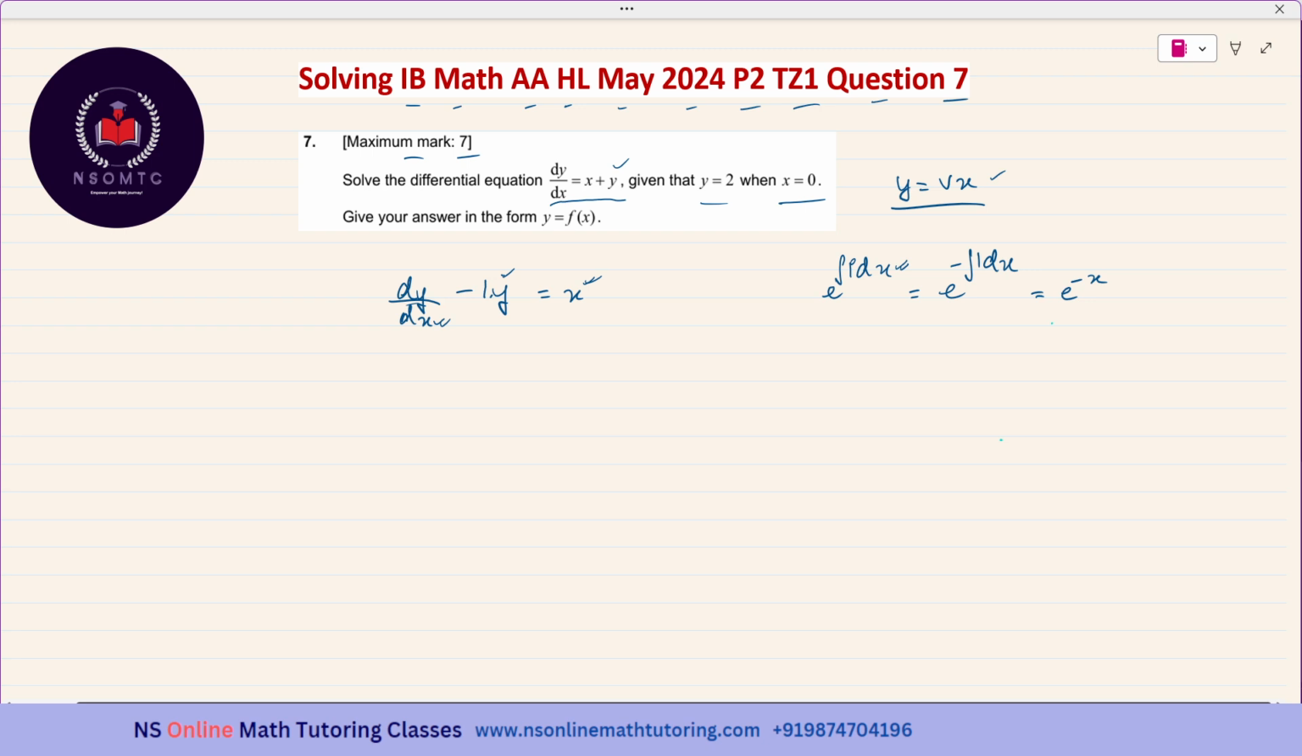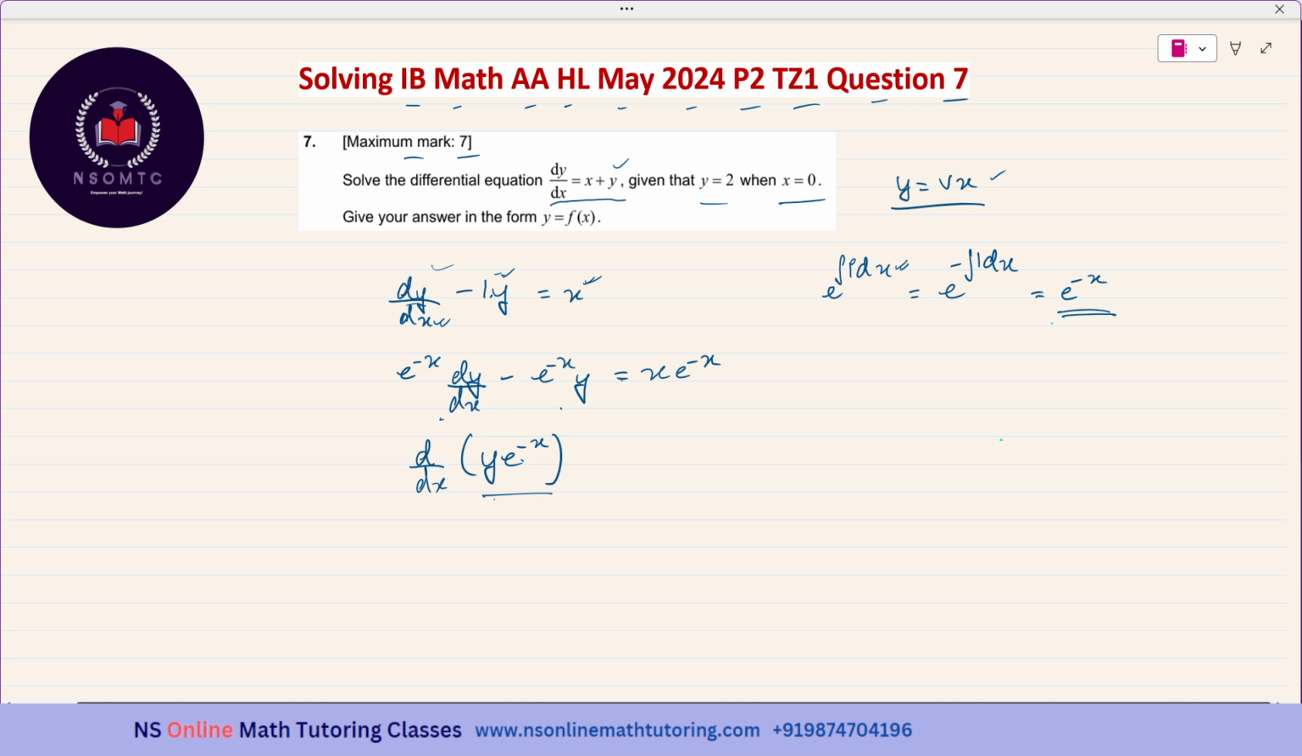Then we multiply all the terms of this differential equation by the integrating factor e to the power of negative x. So I am multiplying: e to the power of negative x times dy by dx minus e to the power of negative x times y equal to x times e to the power of negative x. Now these two terms on the left hand side can be combined and written in this form: y e to the power of negative x. Whatever the integrating factor is, you write that and attach the y to it. It will be the derivative.